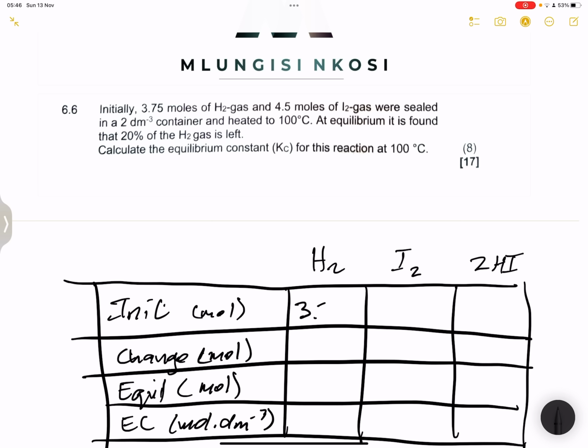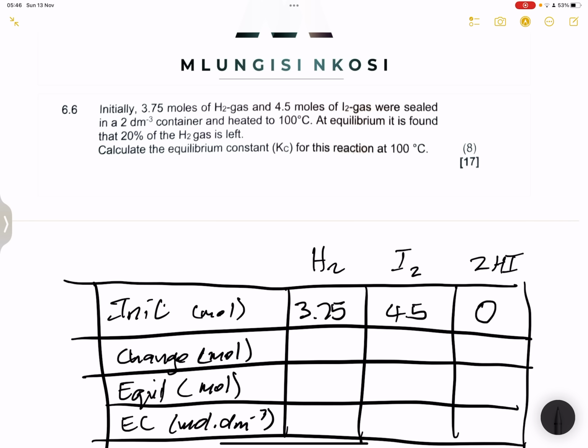Right, now let's put in the values. So we've got 3.75 of hydrogen, we've got 4.5 of iodine. And of course, when we started, it was only just hydrogen and iodine, so it means hydrogen iodide had not been formed. Now they say to us, at equilibrium, we've got 20% of hydrogen that is left.